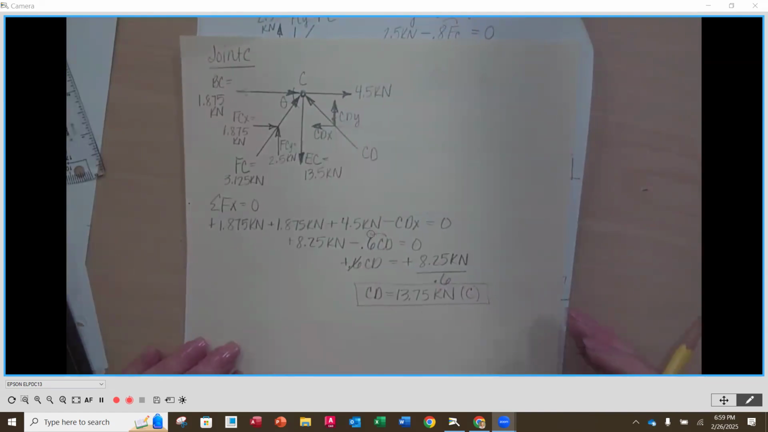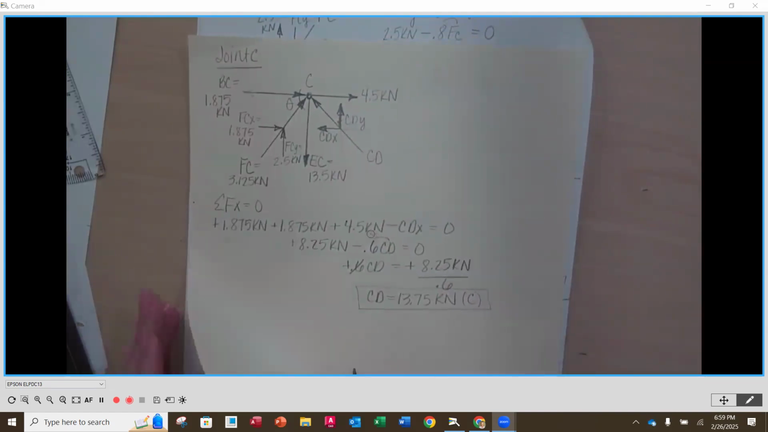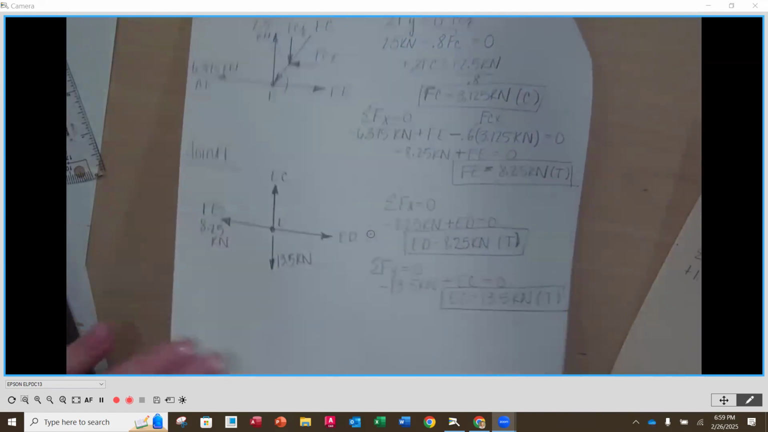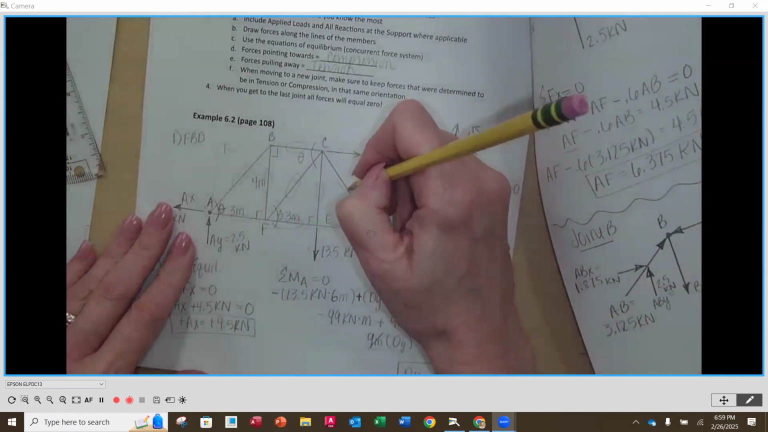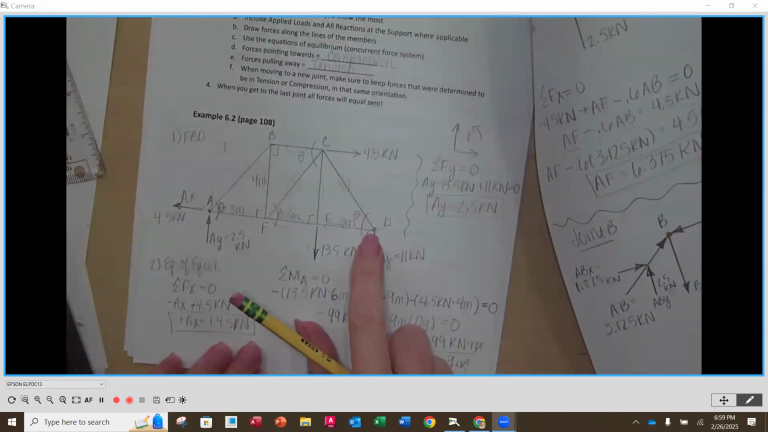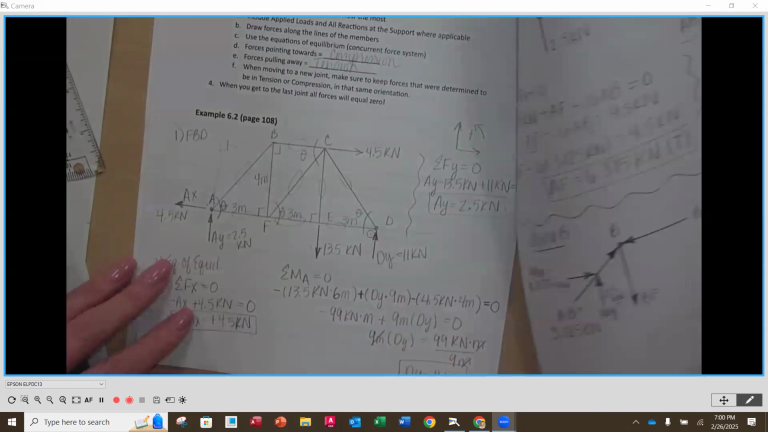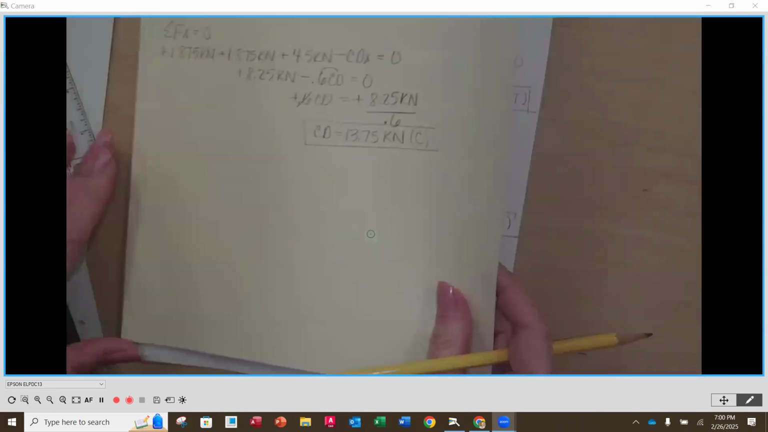So we've got one more joint, and this joint is going to confirm everything for us that we did it correctly. So if we go here, we just determined our CD. So we're going to now finish up by doing joint D. You might be like, well, why are we going to do that? There are no unknowns. This confirms that we did everything correctly because it should all come out to 0 at this point. Okay. So we are going to do our one last joint.